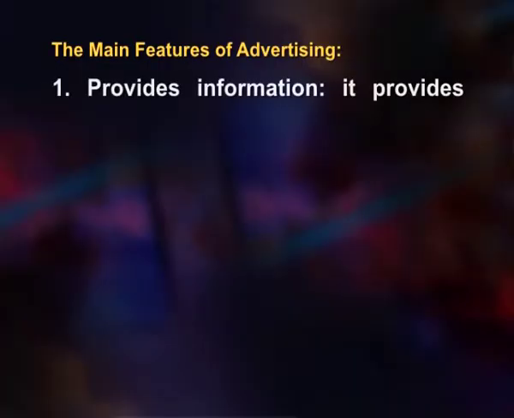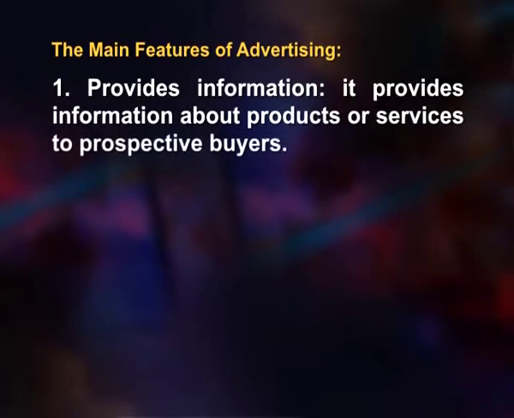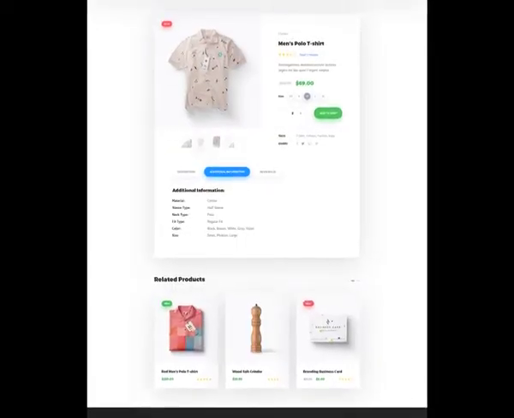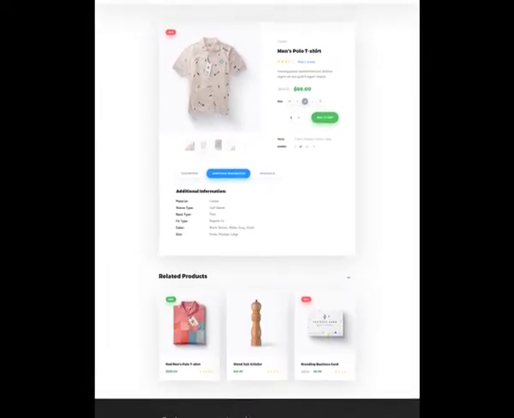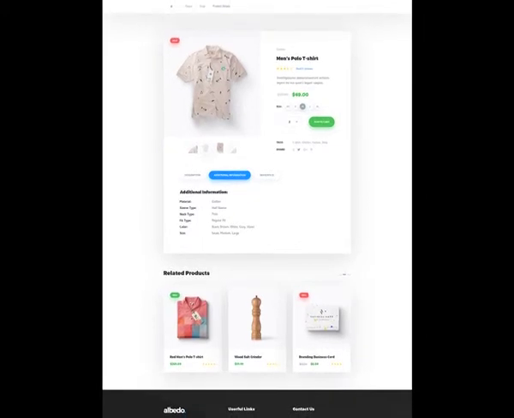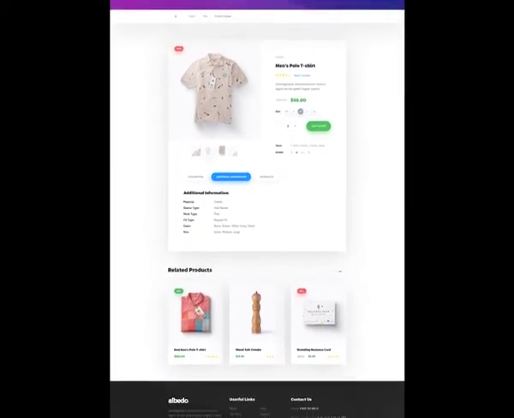Advertising is crucial in marketing, but it is also equally important and essential to social, cultural and political aspects of our lives. Main features of advertising are: 1. It provides information. It provides information about products or services to prospective buyers. The details of products such as features, uses, prices, benefits, manufacturer's name and so on.